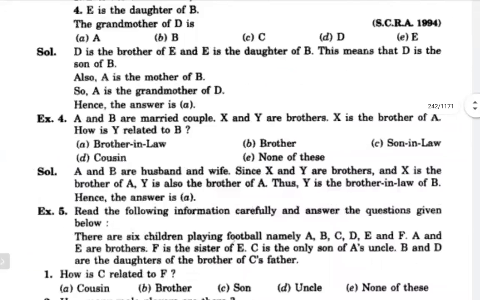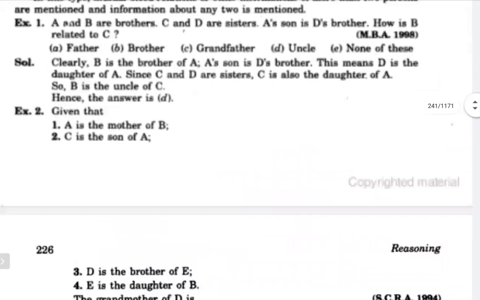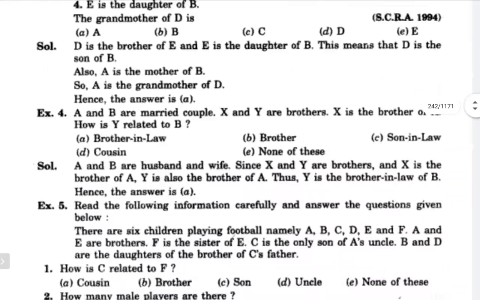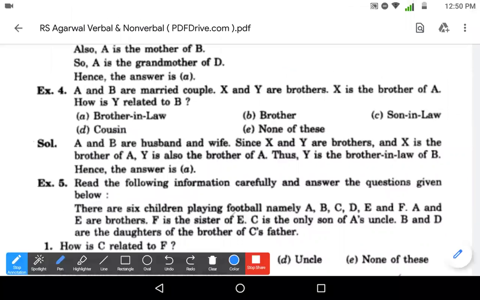A and B are a married couple. Yeah, so this number 4 that is given to us. A and B are a married couple. X and Y are brothers. X is a brother of A, and how is Y related to B? Again, let's write down. A and B are husband and wife. X and Y are brothers. Now, X is brother of A. If X is brother of A, it means for B, it will be brother-in-law. Now, how is Y related to B?